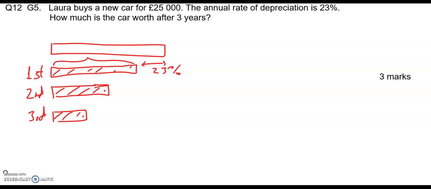So in other words, at the end of the first year, Laura is going to have, in terms of value, only 77% of £25,000, because that's what her car will be worth at the end of the first year. So how can we work it out? We'd get the original price, which was 25,000, and using the multiplier method, I'll go times 0.77, because we only need to work out 77%. So by doing that with the calculator, it gives 19,250.